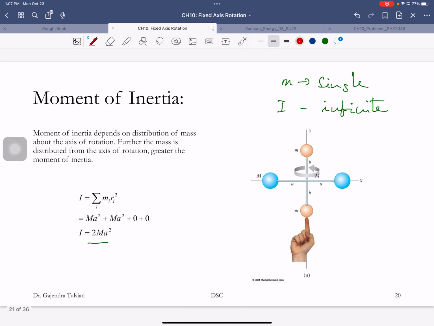So here's what I want you to remember. The mass of an object is a single number, and that doesn't change. But for the moment of inertia, an object can have an infinite number of moments of inertia depending on what axis you're calculating it about. And the moment of inertia of an object can change.